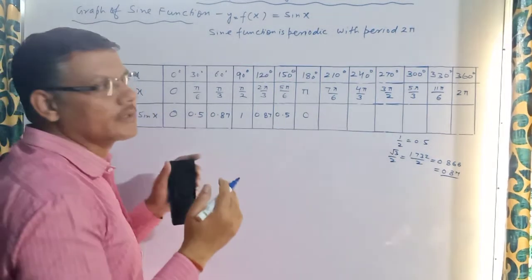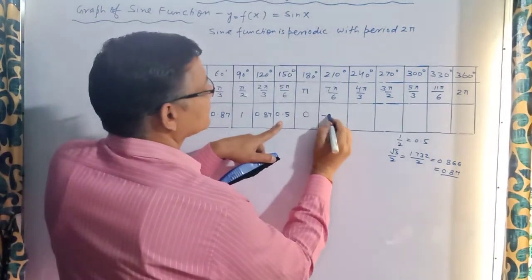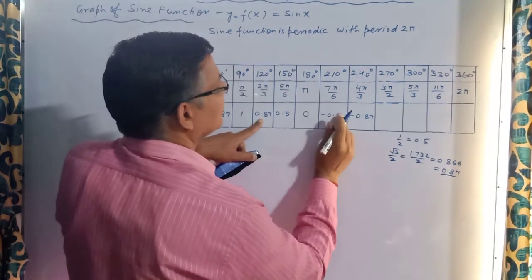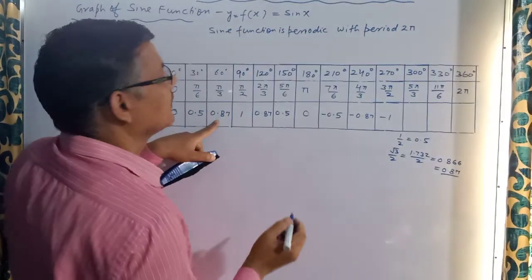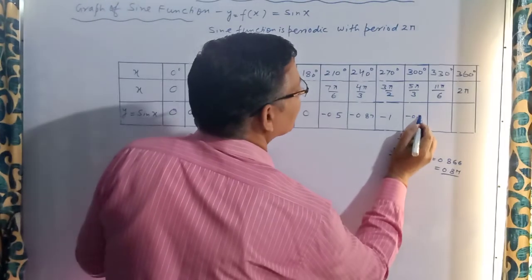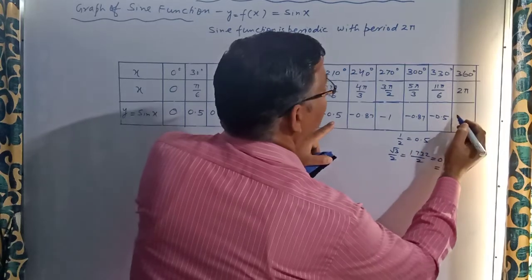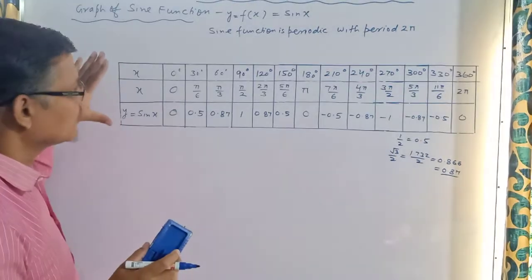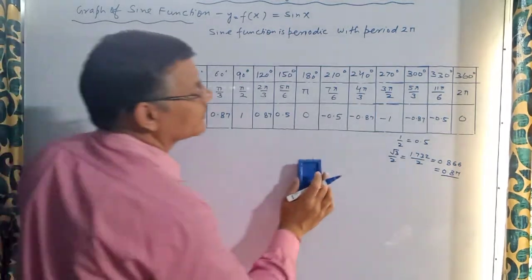Now in the third quadrant, sine is negative, so its value comes here, but with a minus sign. It comes here minus 0.87. Now it comes here minus 1, and it comes here minus 0.87, and it is minus 0.5, and it is 0. This is the way to write the values. No problem. To make the table, it is required to first take the angles from 0 to 360 degree and put their values.